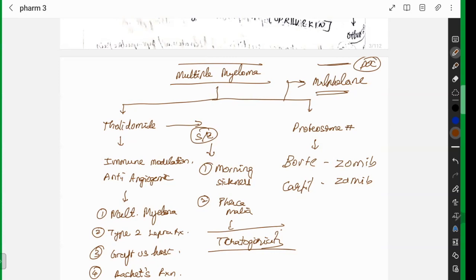So you're going to have melphalan, thalidomide, and proteasome inhibitors. These are the three drugs you're going to remember in case of multiple myeloma. Hope you will never forget the drugs given for multiple myeloma: thalidomide, proteasome inhibitor, melphalan. Melphalan belongs to what group of drugs? Alkylating agents. It is going to inhibit your G2 phase, S phase, and M phase. It is not involved in the G1 phase. This is what you all have to remember.